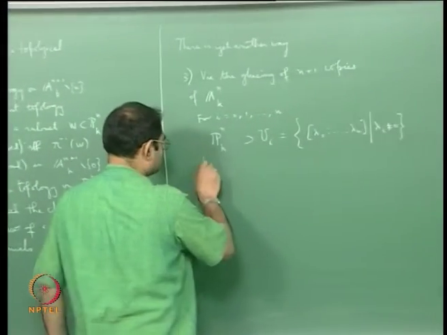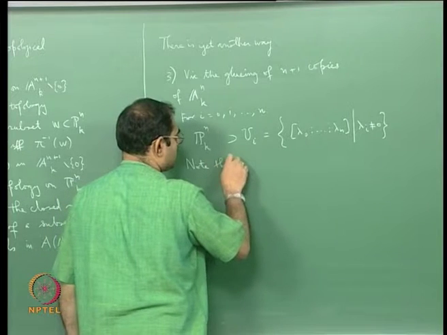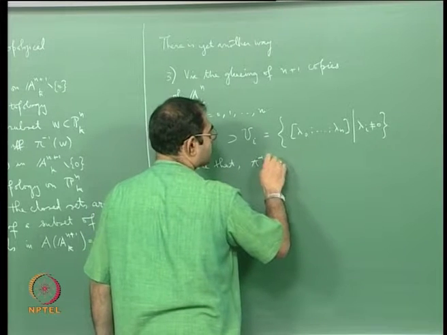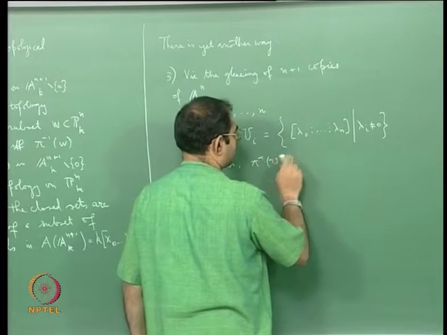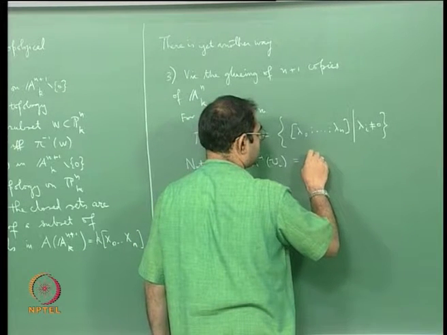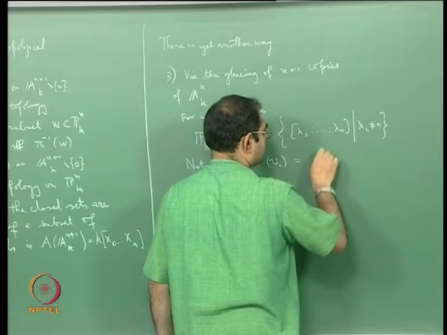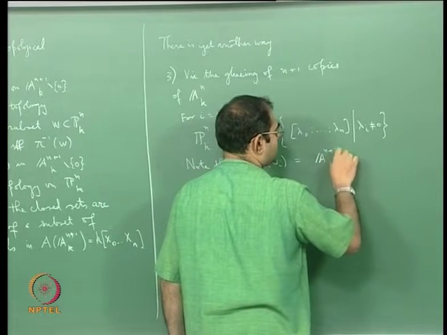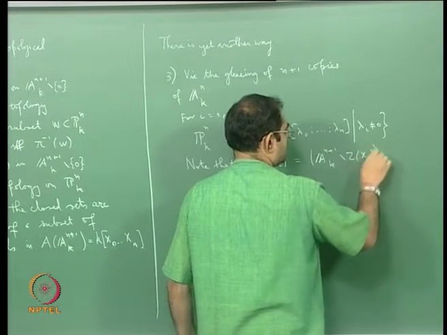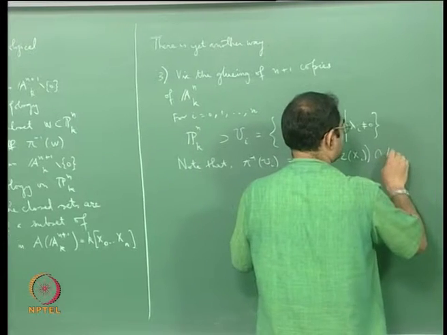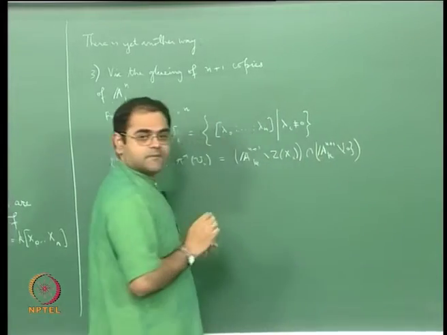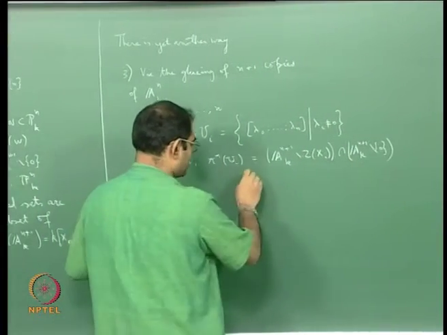See, so note that pi inverse of ui is actually A^(n+1) minus Z of xi, intersection with A^(n+1) minus the origin. This is what it is. This is actually just D(xi).